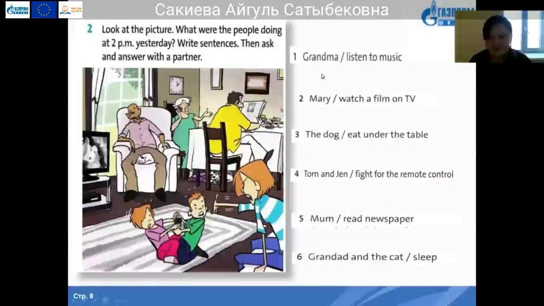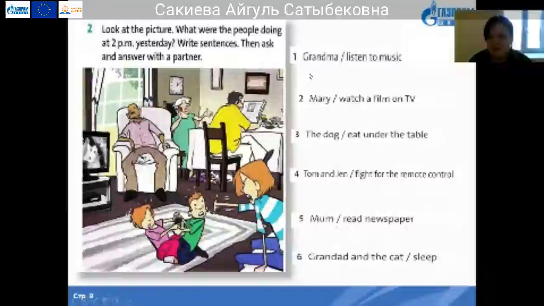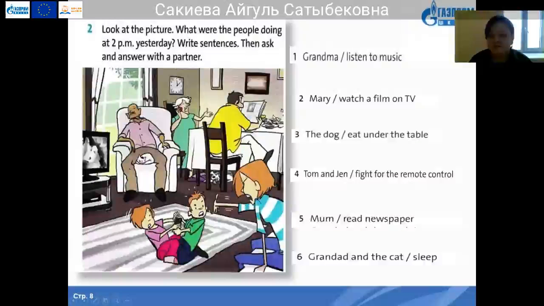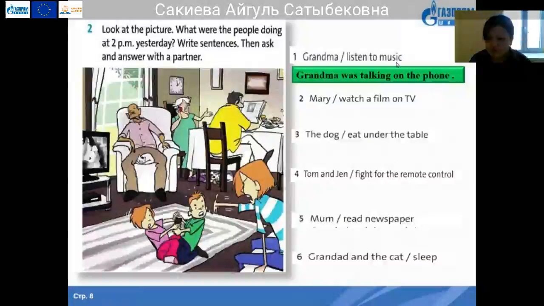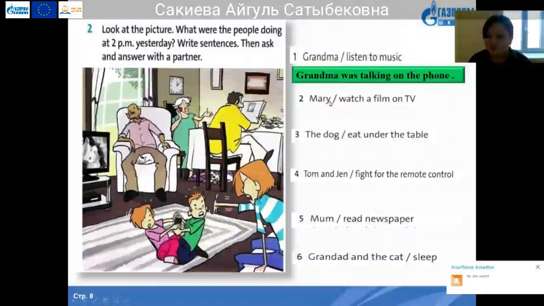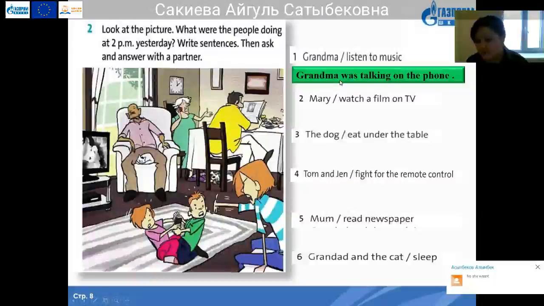Please, guys, what do you need to do? You need to correct the actions that people were doing yesterday at 2 p.m. For example, grandma listened to music. Was grandma listening to music at 2 p.m. yesterday? No, grandma was talking on the phone. Okay, we have done the first one together. Now let's do the others.